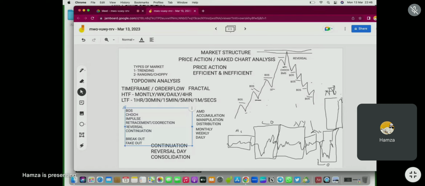Complex pullback. Please write this down. Adi, I know you're writing. You're jotting down everything, so I trust you.